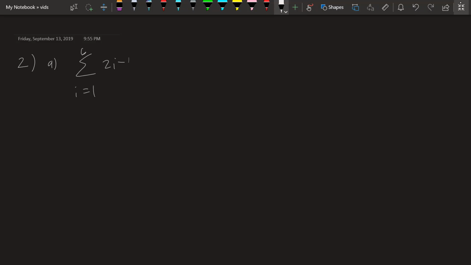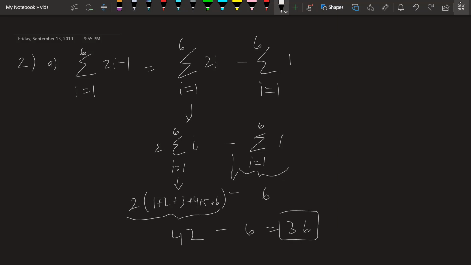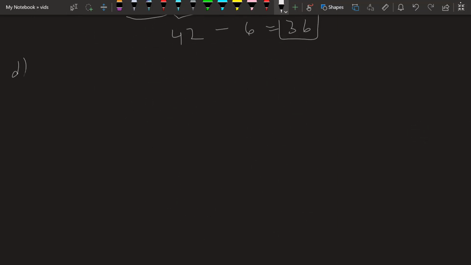Sigma i goes from 1 to 6 of 2i minus 1. We can split the sigma into this. We already taught this in a different video as well, so feel free to go watch it. We split this into 2 sigma i goes from 1 to 6 of i, and we remove the constant of 1. This is equal to 6, and you bring down the minus. This is just equal to 2 multiplied by 1 plus 2 plus 3 plus 4 plus 5 plus 6. This is 42 using a calculator. Minus 6, you get 36. Good enough?